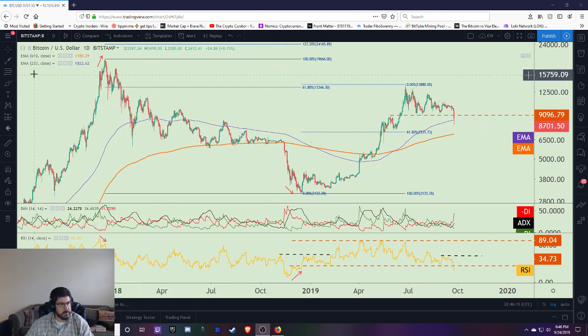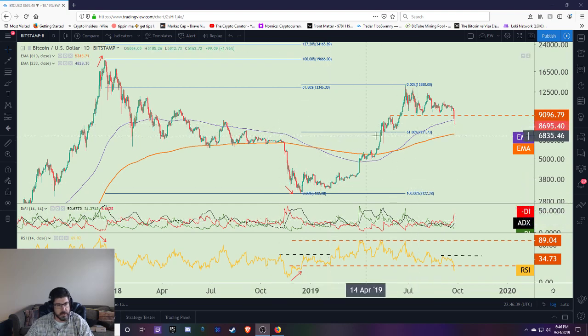I have the Bitcoin US dollar, just a daily chart here. I got a couple Fibonacci lines we'll talk about, a couple moving averages. This dotted line here is just a horizontal support and resistance flip that we just saw today. I got the RSI down here, the yellow line. I got some zones that I'm going to talk about, and then also the ADX, the black line here, plotted with the directional index lines.